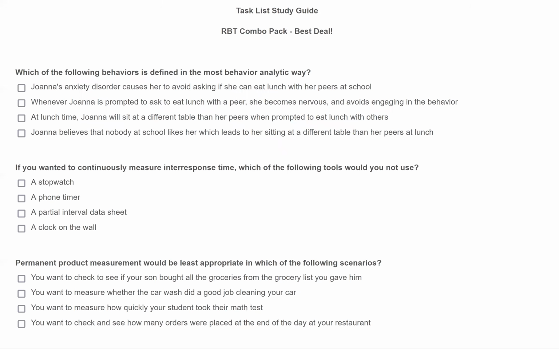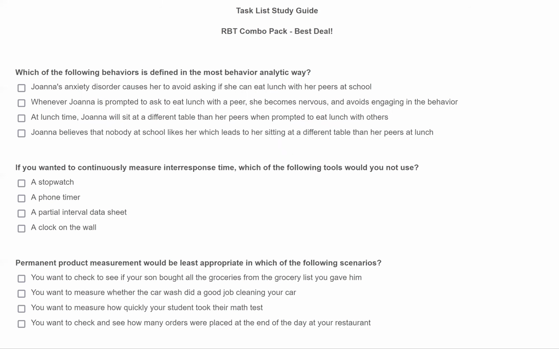If we don't define the behavior correctly, the chances that we measure the correct behavior and measure it consistently and accurately is going to be low. So we really need to define behaviors well. As an RBT, you play a big role in that because it's going to be your job to see the behavior and describe it in a way that makes sense.